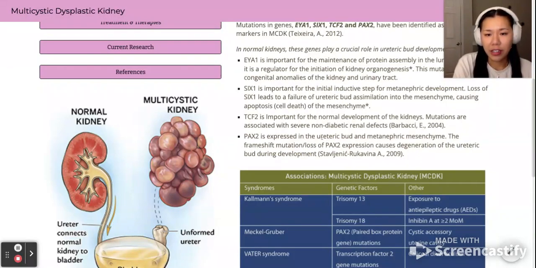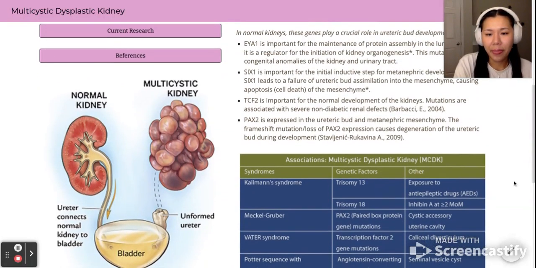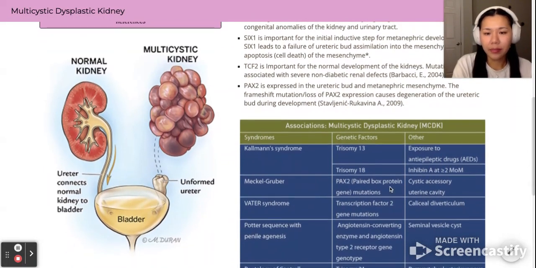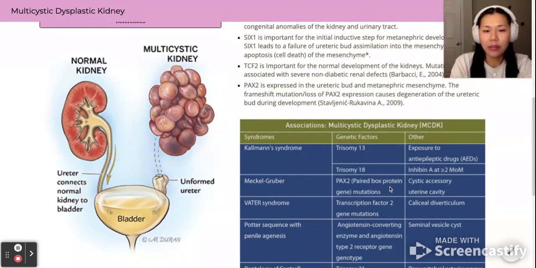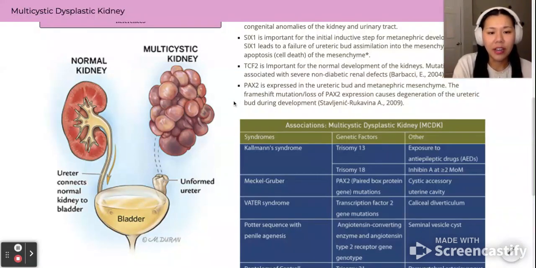So it is expressed here in the ureteric bud and the mesenchyme, or like the blastema that we saw on the last page. And then these mutations or loss of expression can prevent the ureteric bud from developing into a normal kidney. And then more on PAX2 is that while certain pathways of this are still unknown, it is likely that they do impair the function of the kidneys and the urinary system.